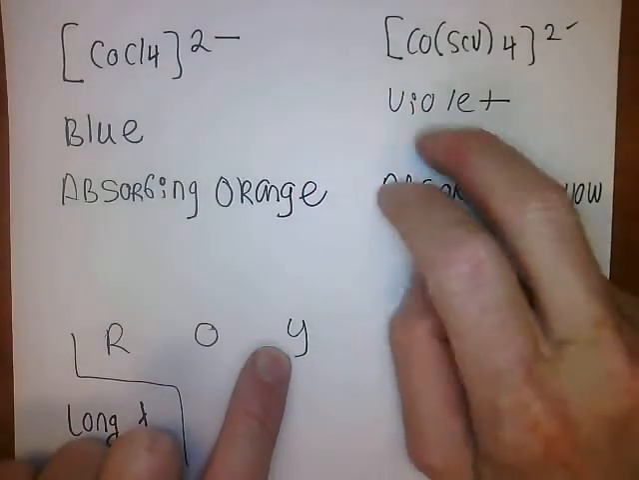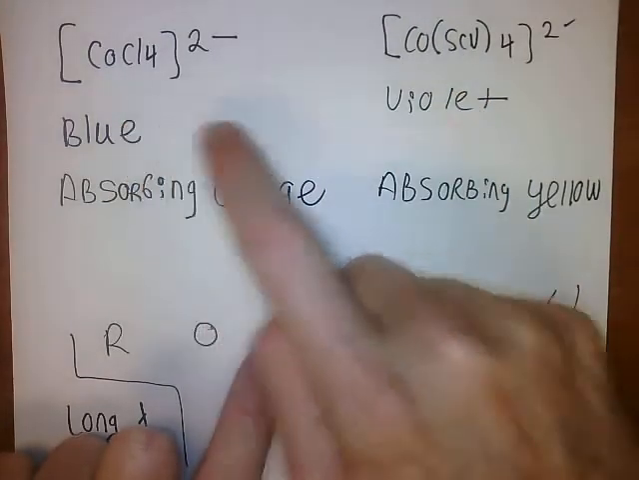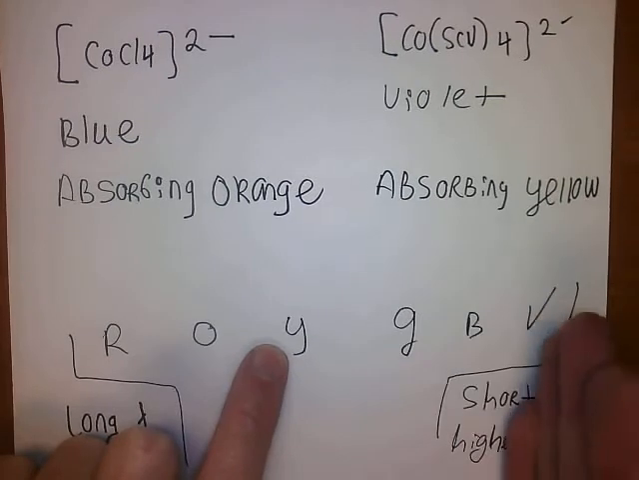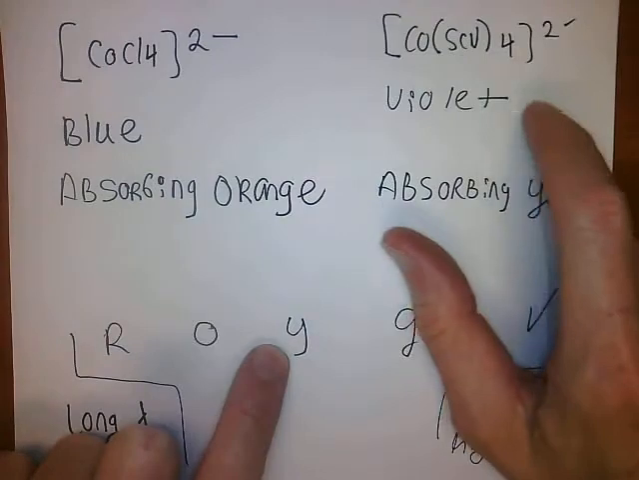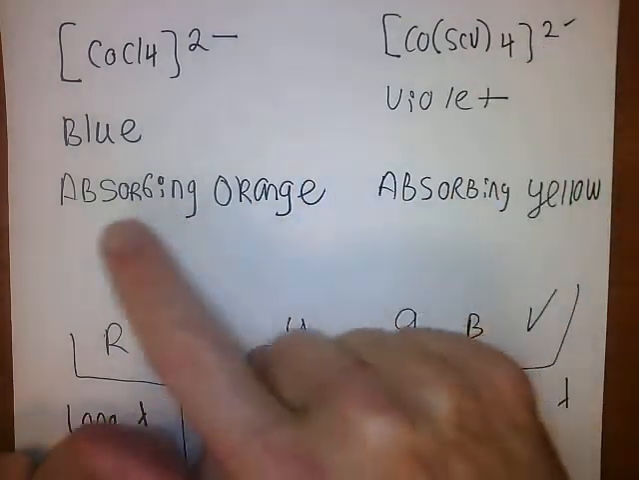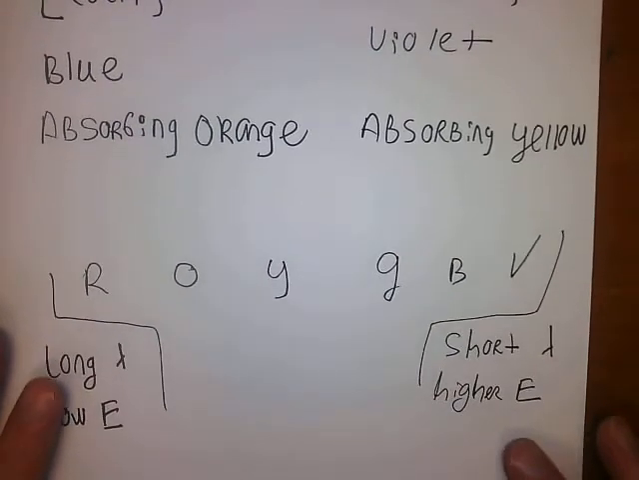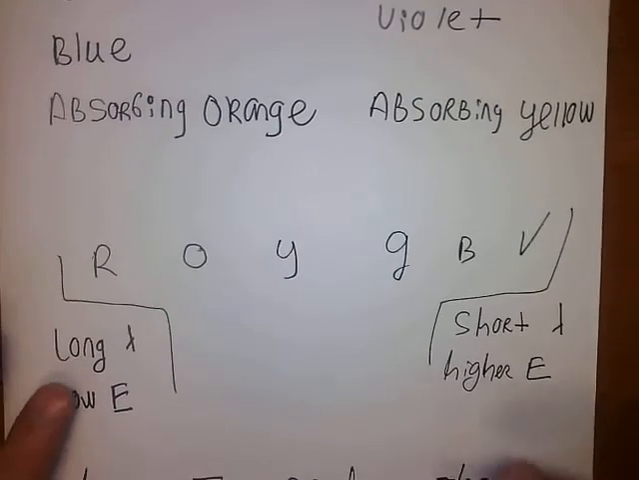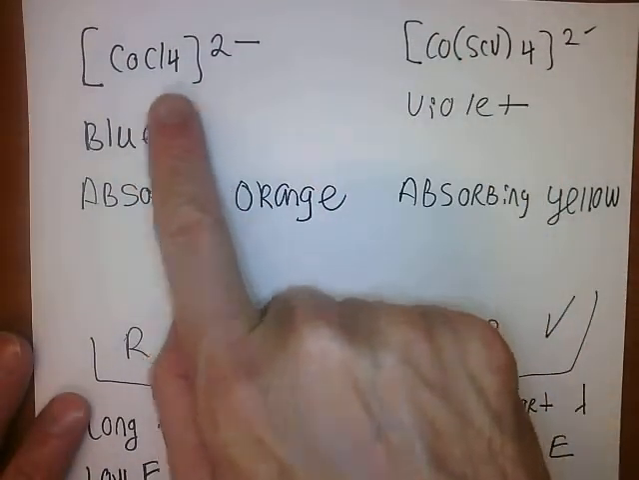And that means then that field splitting is bigger here than it is here because higher energy light is being absorbed. Shorter wavelength light is being absorbed. Shorter wavelength equates to higher energy. So one more time, the field splitting is bigger here than it is here. And in fact, if you look at the spectrochemical series, it will show thiocyanate being ahead of chloride.